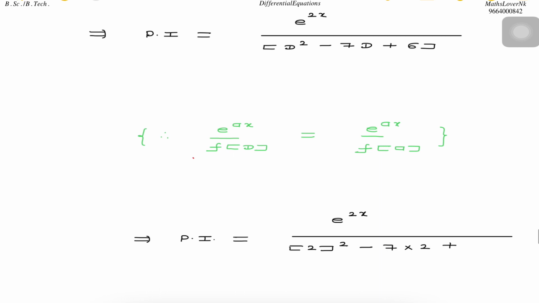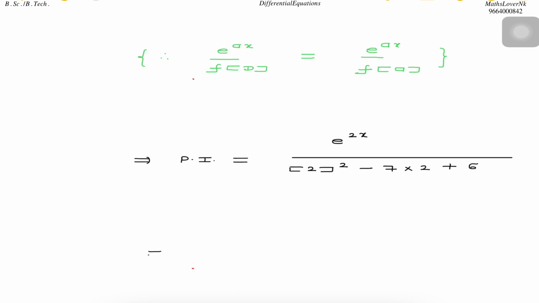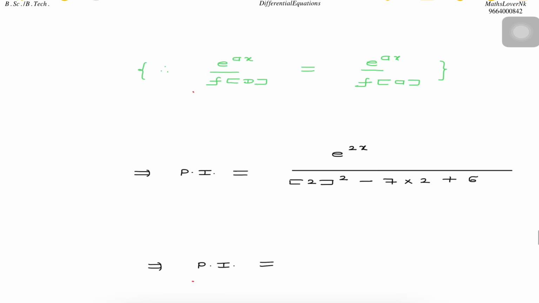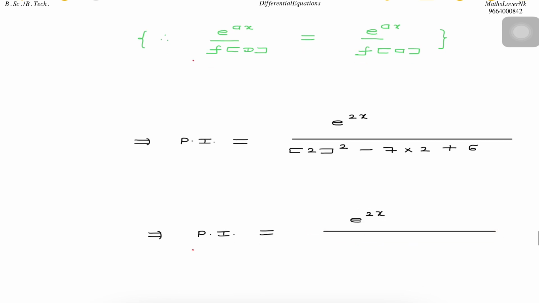When we solve and find the final solution, we get PI is equal to e the power 2x as it is, upon 2 square, 4 minus 14 plus 6. 4 plus 6 is 10, 10 minus 14 is minus 4, so e the power 2x upon minus 4. This is our PI.